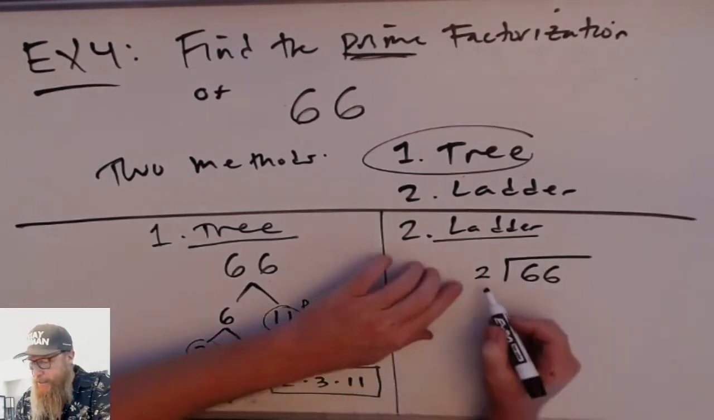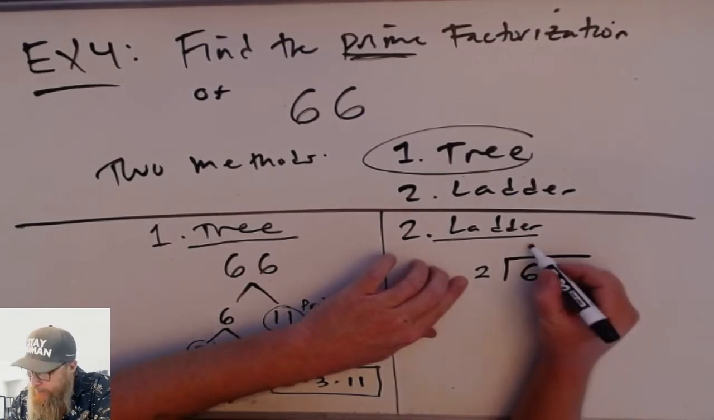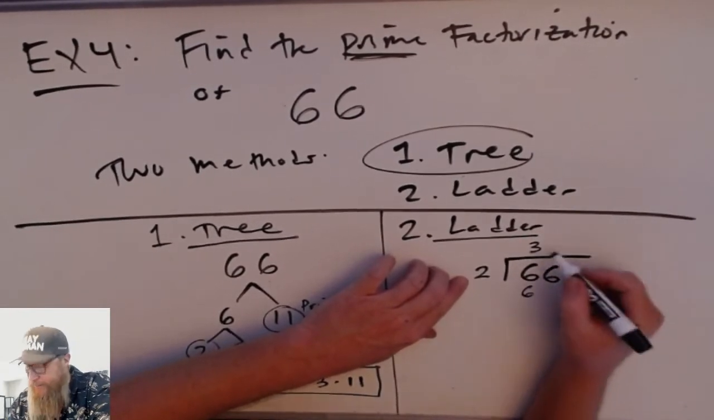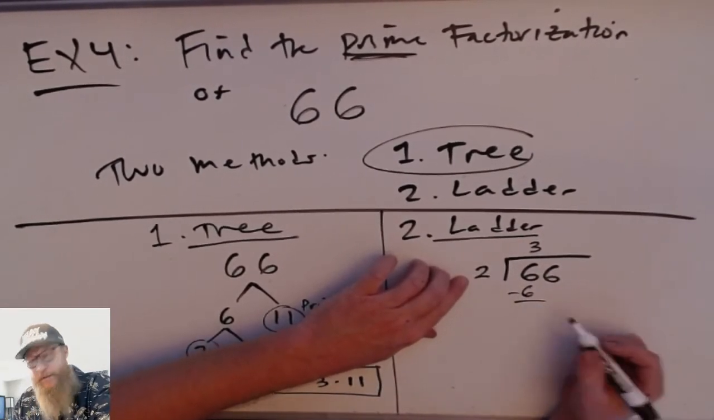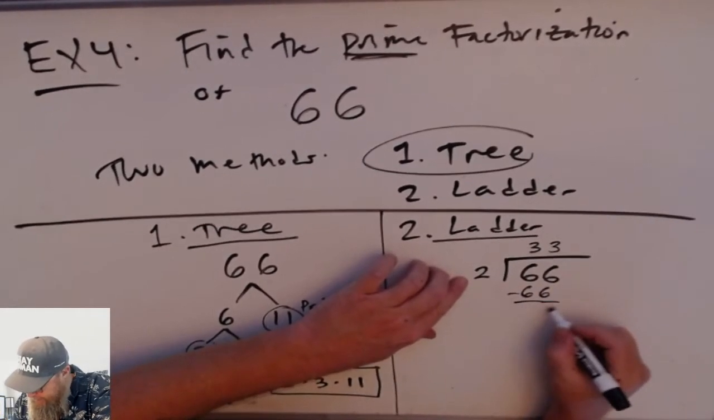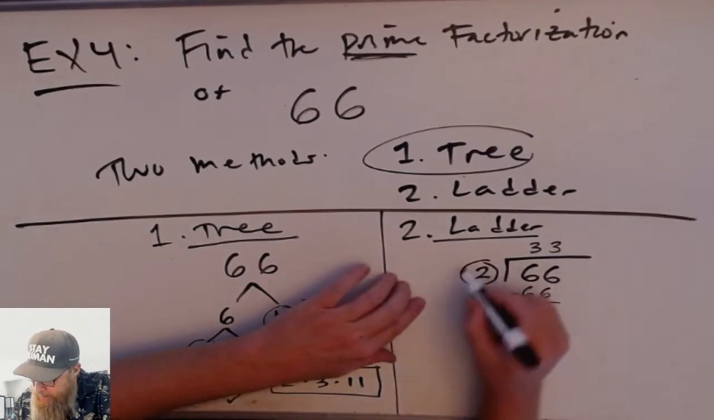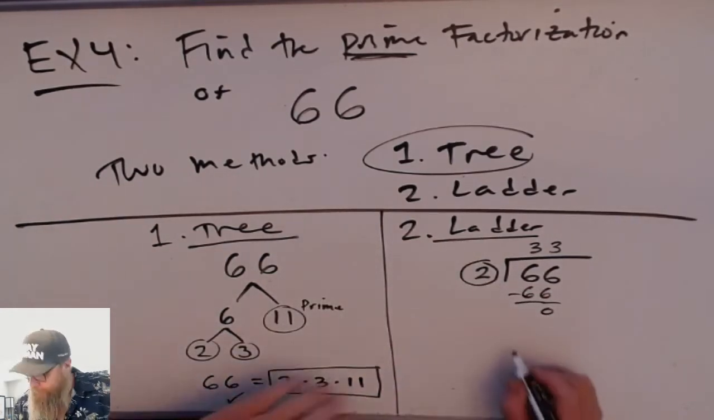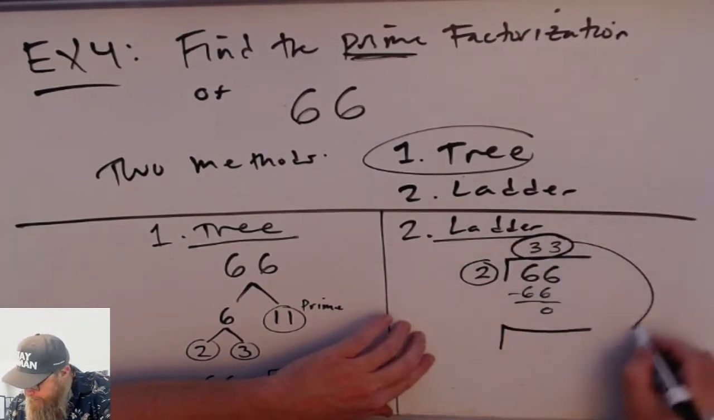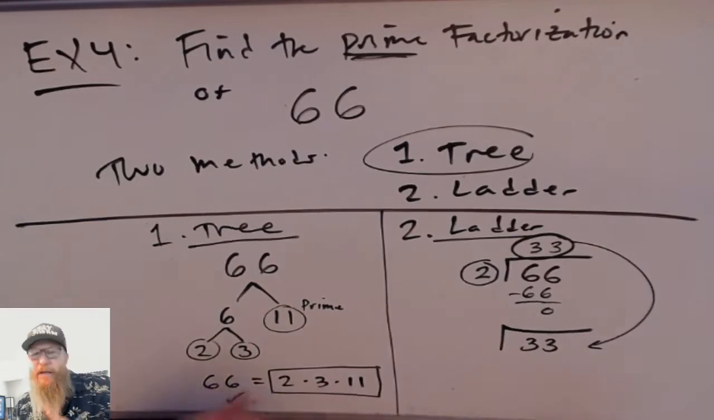All right. Now 2 goes into 66. How many times? Well, 3. 3 times 2 is 6. And then it goes another 3. 3 times 2 is 6. Remainder 0. And so that's your first prime number. Then you do it again. Take the 33 and put it inside and do it again.